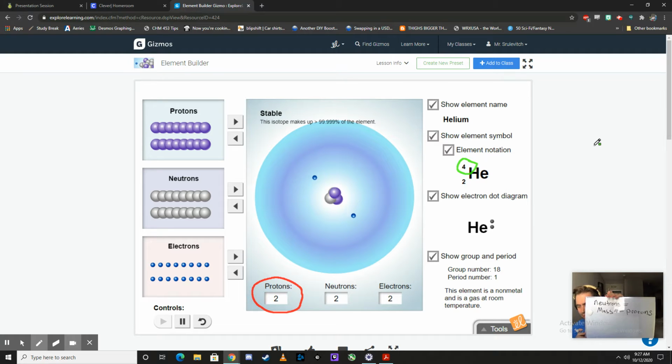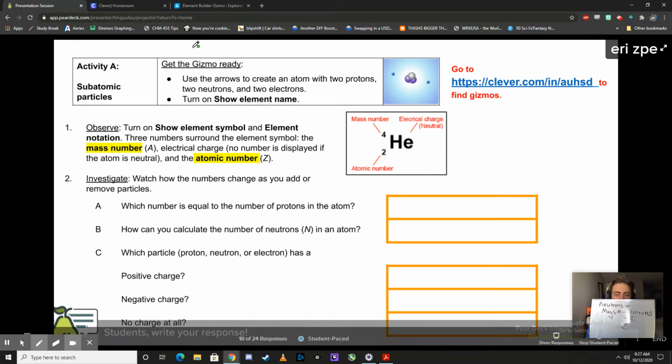Okay, so neutrons is equal to atomic mass, or mass number, minus protons. If we have a mass of 4, subtract the number of protons, which is 2, which means our neutrons is 2. So if I give you a question that says how many neutrons are in carbon-12, you just subtract the number of protons from 12.